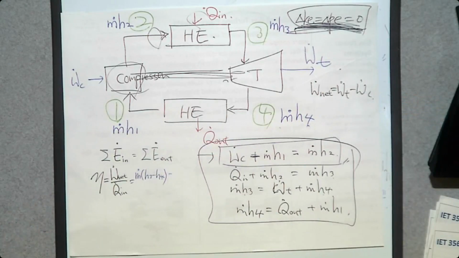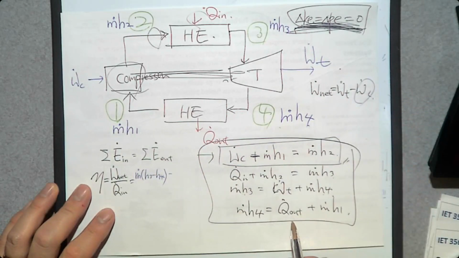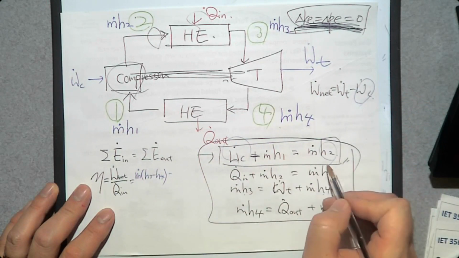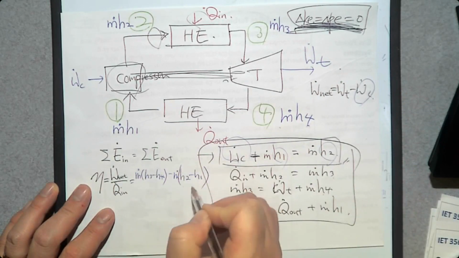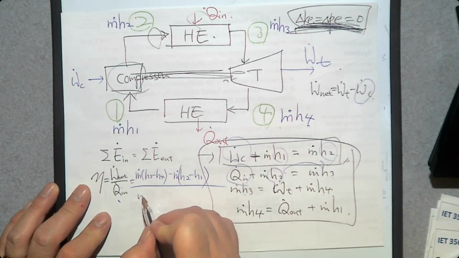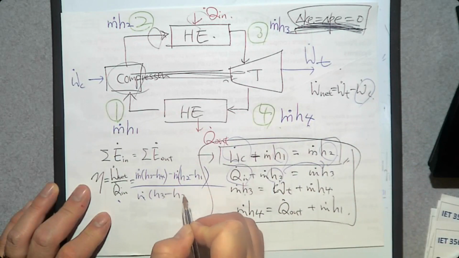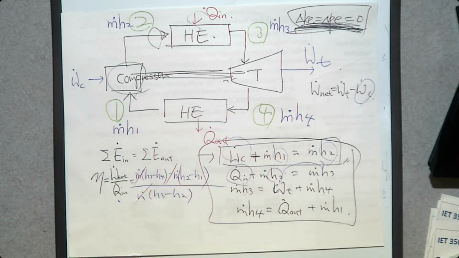So let's calculate W dot T right here. Moving this one to the left-hand side, we get W dot T equals m dot (h3 minus h4). What about W dot C? It is m dot (h2 minus h1). For Q dot in, moving this one to the left-hand side, it is m dot (h3 minus h2). Then what do you want to do? Cancel m dot out, and you get the thermal efficiency.